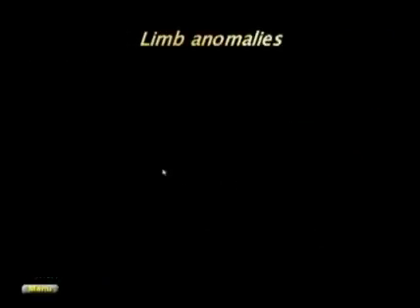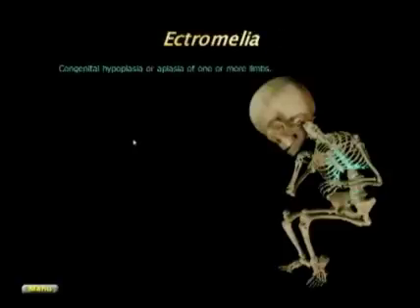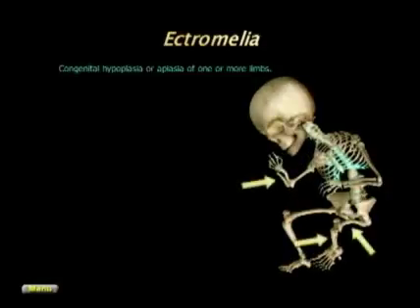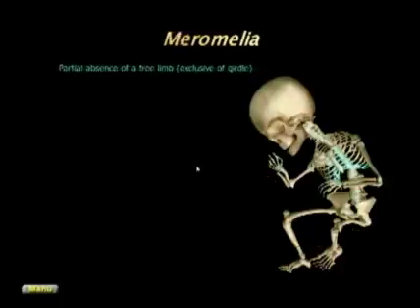And let's go now into some limb anomalies, and often it is difficult to be precise in what the anomaly is. So instead of saying something is wrong, you can say the baby has ectromelia. Ectromelia is a very vague term that says that there's a congenital hypoplasia or aplasia of one or more limbs. So this is as broad a term as you can possibly describe. So this fetus here, for instance, with all these different malformations, would have ectromelia.